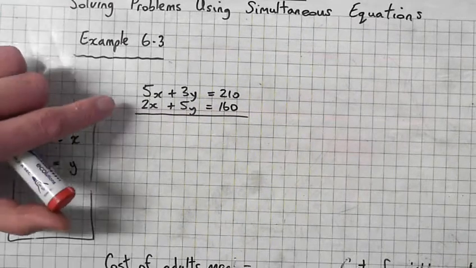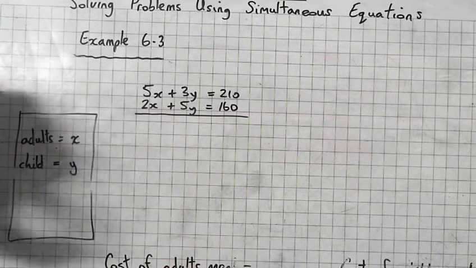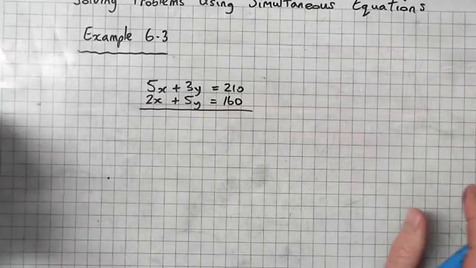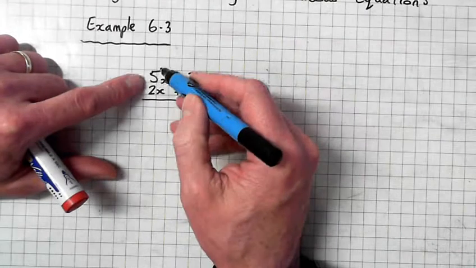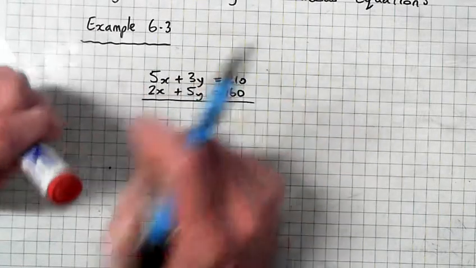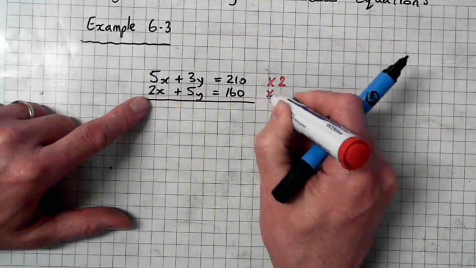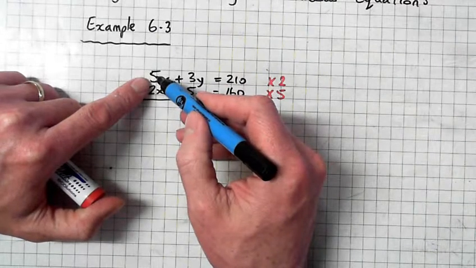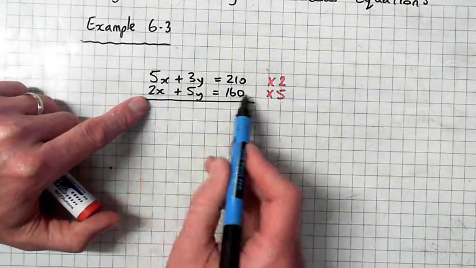Alright. So the first thing we need to do is try to cancel either the x's or the y's. So we will try to cancel the x's. So that means we have to get the x's to the same value. So at the moment we have a 5 and a 2. So what we can do is multiply the top by 2 and multiply the bottom by 5. And what does that do? This will become 10 because I multiplied by 2. This will become 5 because I'm multiplying this row by 5.